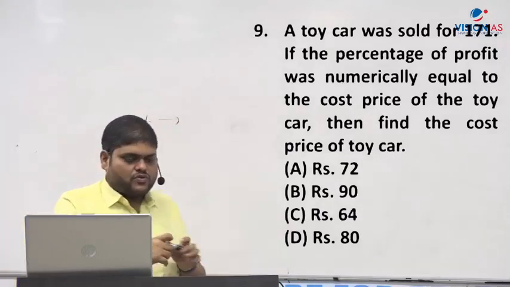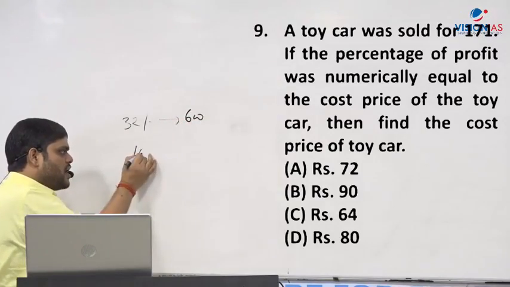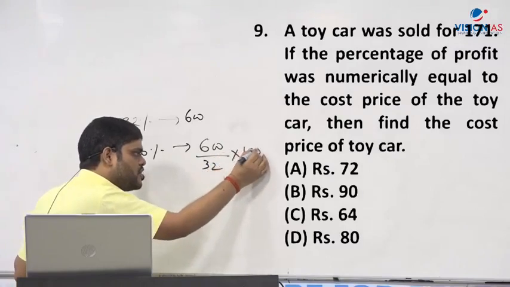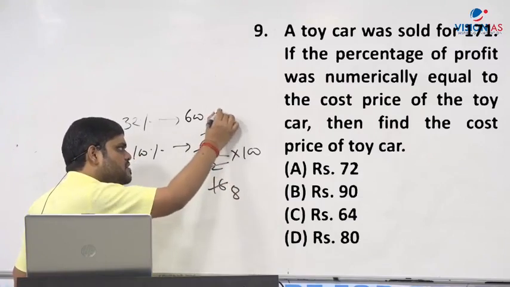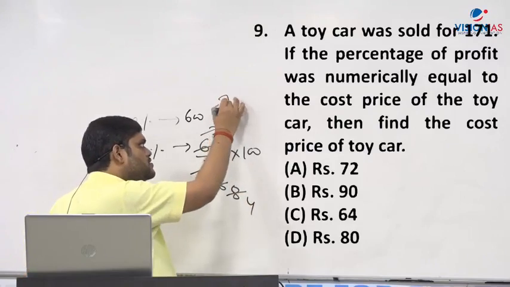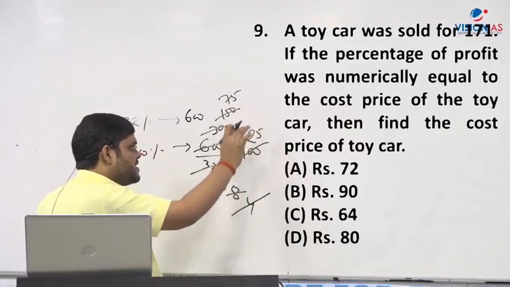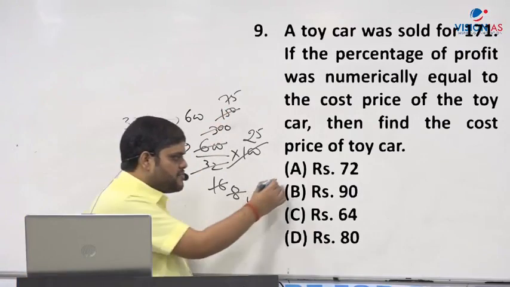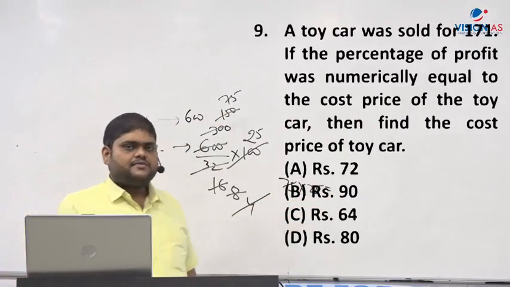32% is equal to 600. So 100% is equal to 600 upon 32 into 100. Now solve. 8, okay, 300, 150, 475. Then 25. 75 into 25. Okay? 75 into 25, 750, 750.